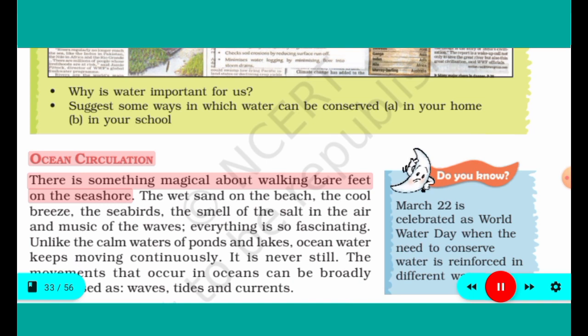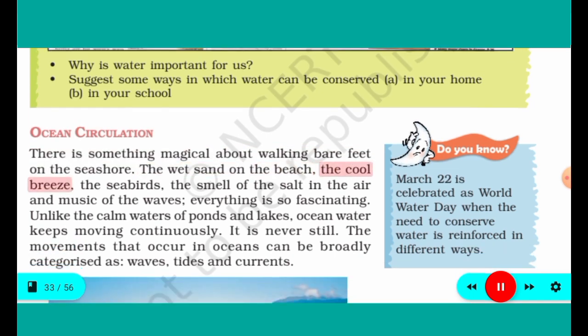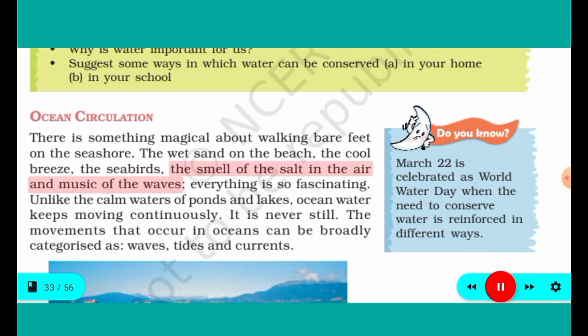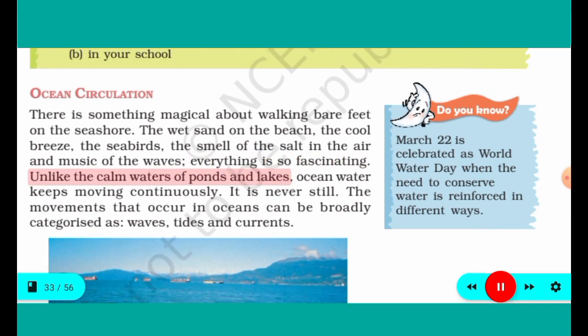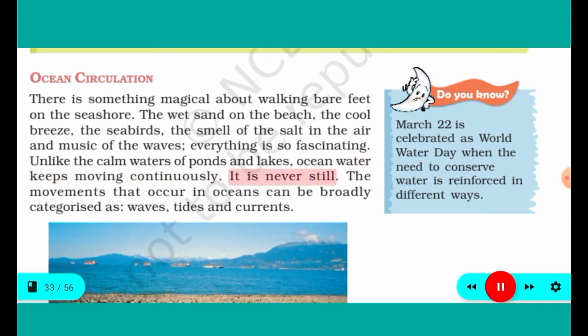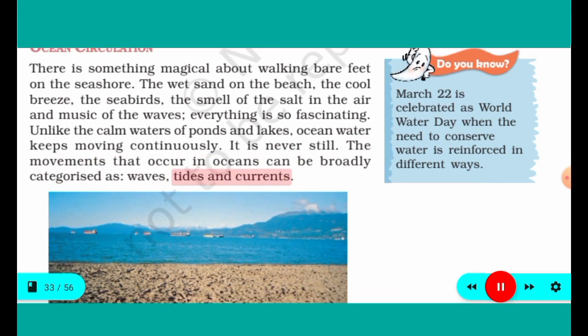Ocean circulation. There is something magical about walking bare feet on the seashore. The wet sand on the beach. The cool breeze. The seabirds. The smell of the salt in the air and music of the waves. Everything is so fascinating. Unlike the calm waters of ponds and lakes, ocean water keeps moving continuously. It is never still. The movements that occur in oceans can be broadly categorized as waves, tides and currents.